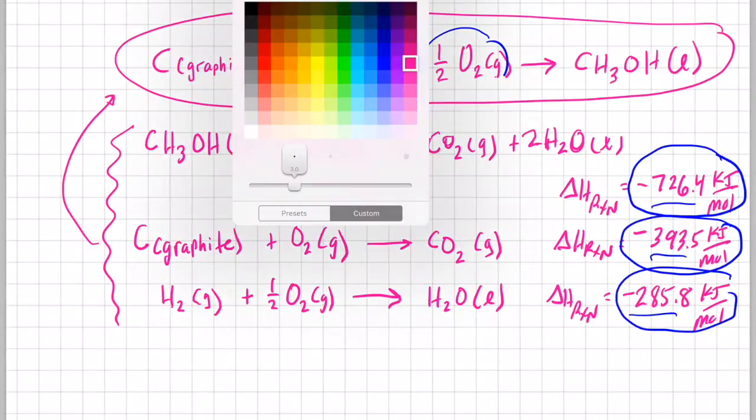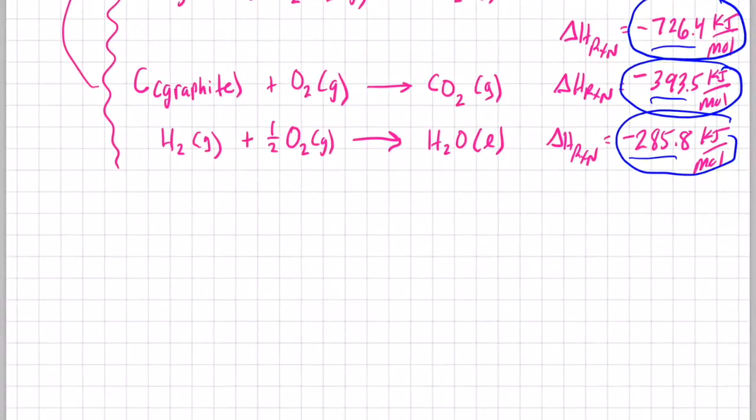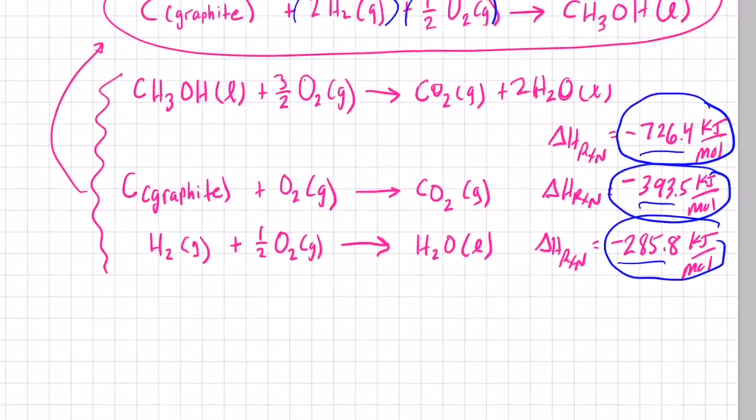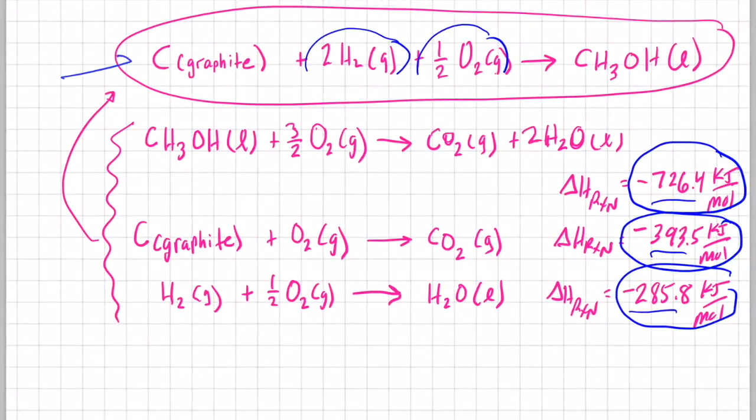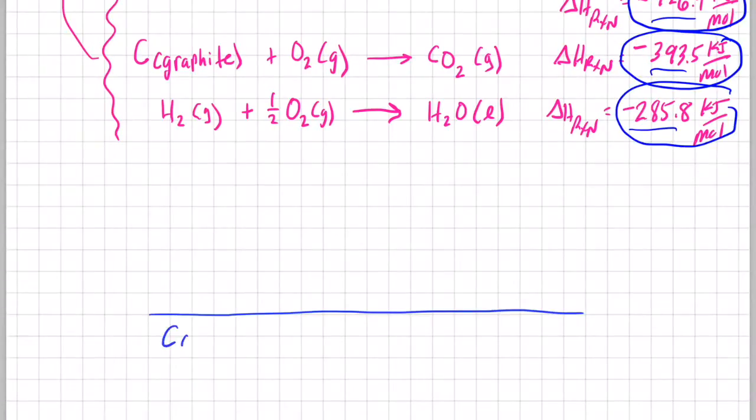So let's change colors here. Go to blue here. If you remember, we start by drawing a line on these problems. And underneath that line, you write the reaction down that you're after. So we're after this reaction here. We have carbon graphite. That's elemental carbon, kiddos.